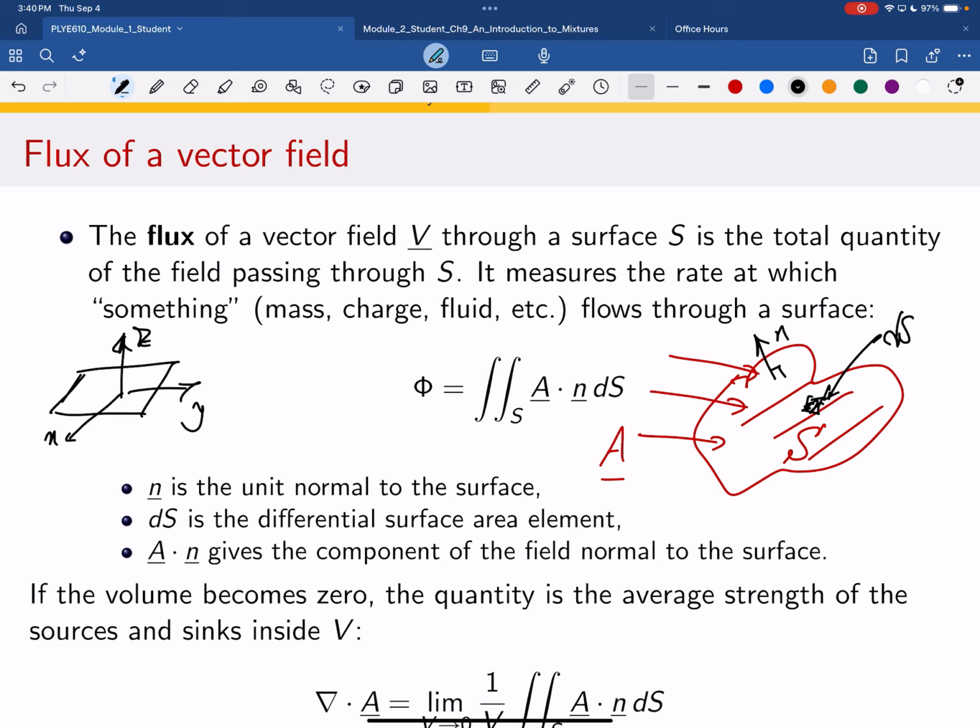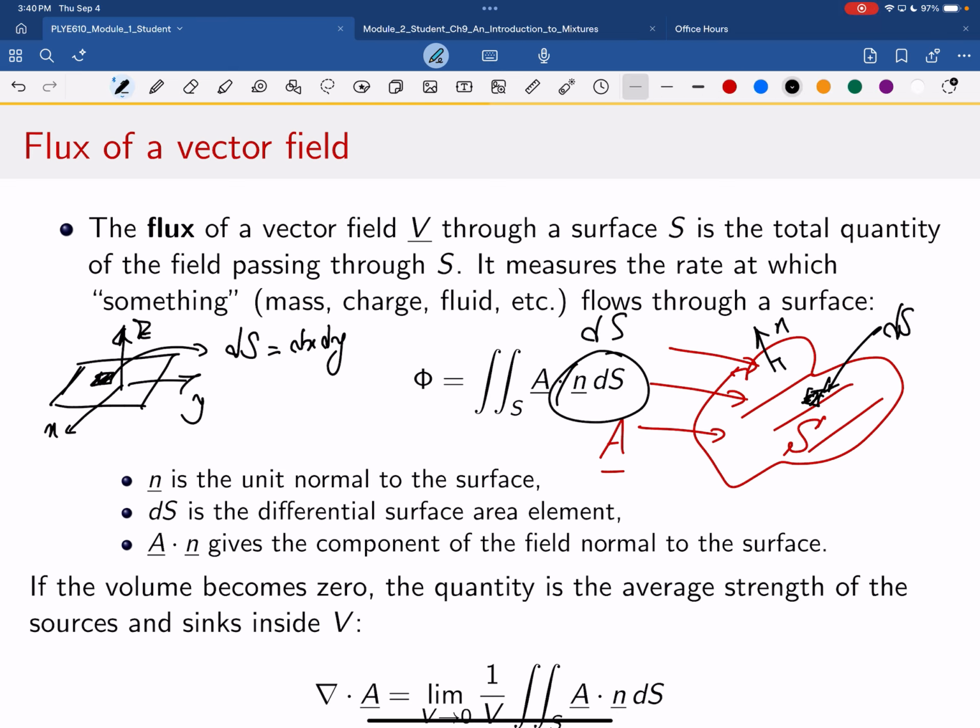Sometimes people write this part as dS vector. Okay, so you will see both of these representations. dS vector means n dS. And dS, if I write it like the first one, is just a scalar value. It's a magnitude. There is no directionality in it, and I need to add this n. Yes? Because there is a dx, dy, there are two integrals over there. Yes, it's a surface integral. So in two dimensions, it's going to be 2.